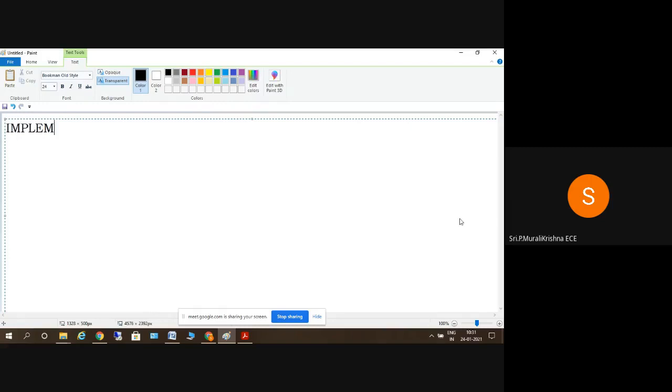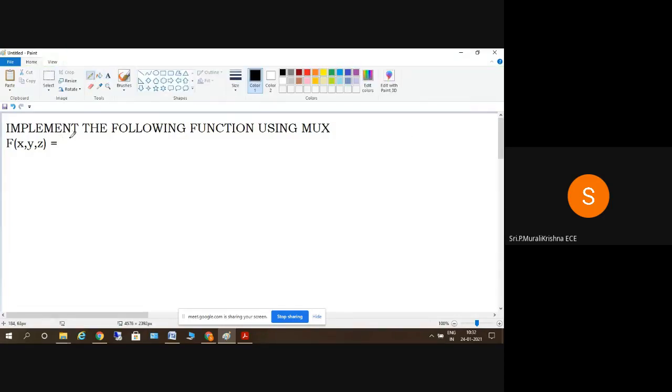Okay, so take down this problem. Implement the following Boolean function using a multiplexer. I'll not mention any size, I'll just give this function. f of x, y, z is equal to sigma of 1, 2, 3, 4, 5, 6, 7.